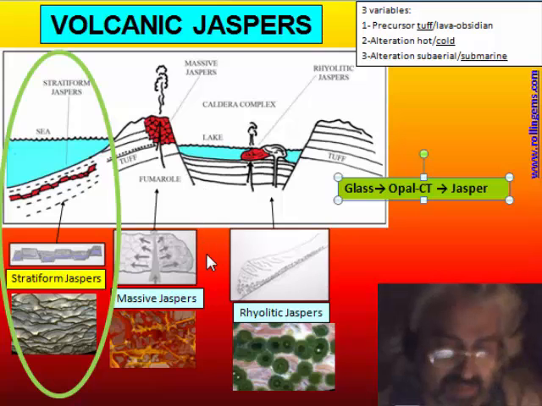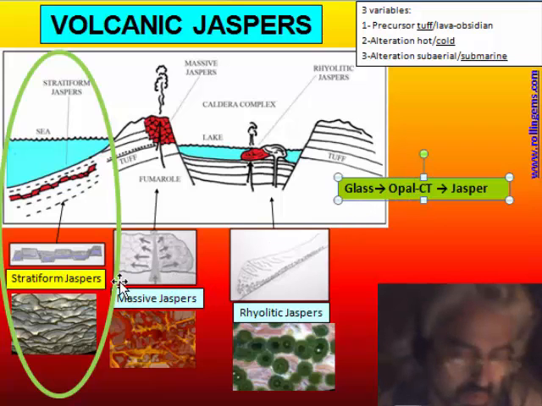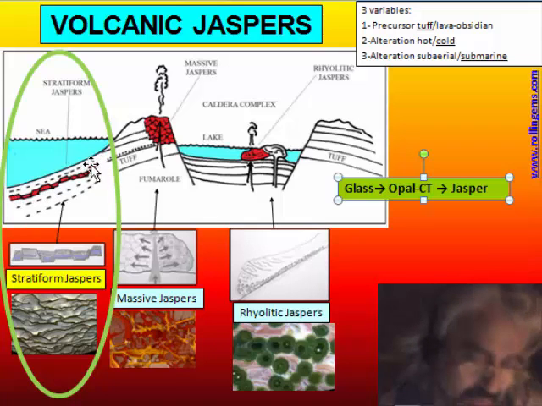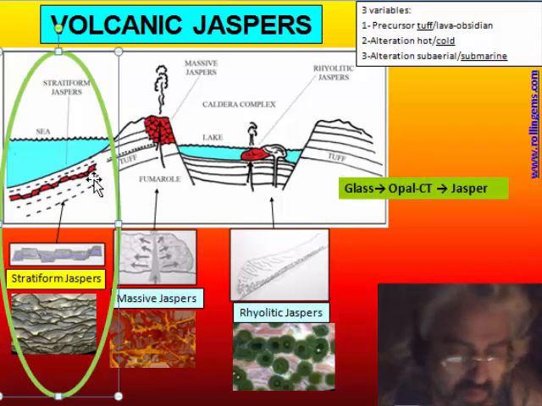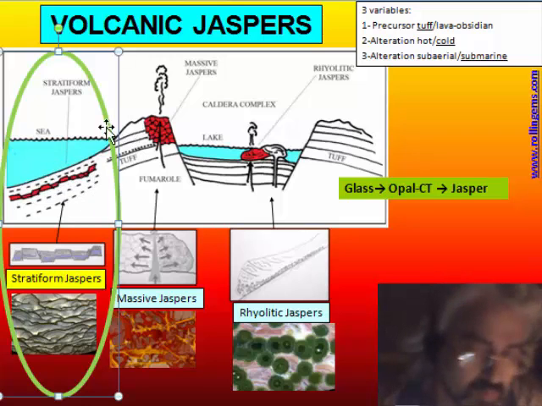All three jaspers classified as volcanic jaspers are the result of transformation of glass in jasper through an intermediate passage that is opal-CT. And stratiform jasper are that jasper formed in distal deposit, in a bed, stratiform actually, interbedded between fine-grained deposits that often have nothing to do with the volcanoes. So ash or clay distal from the volcano.